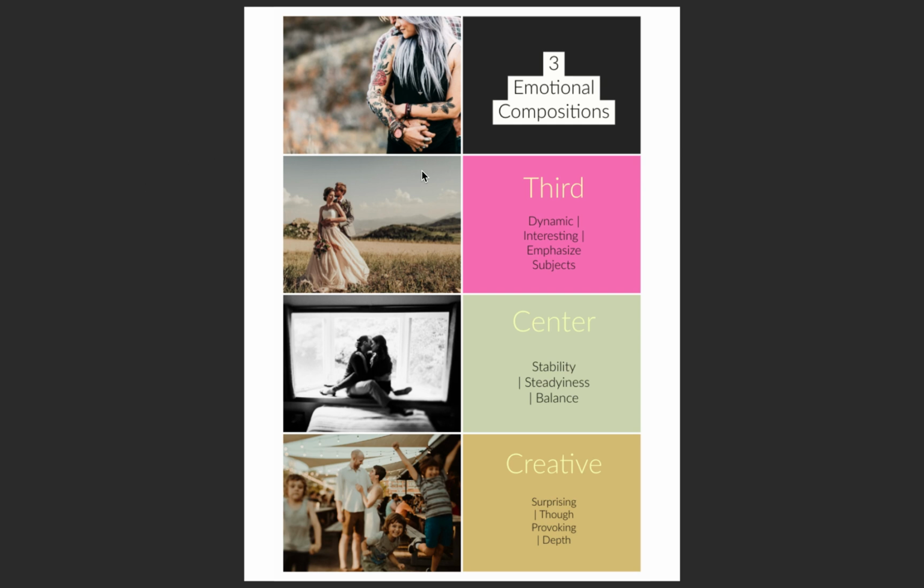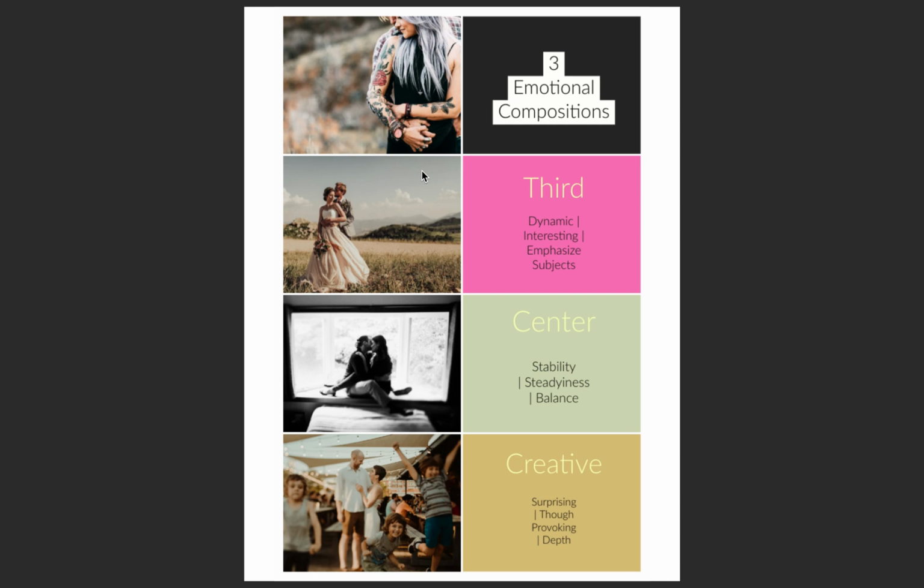So the three compositions that I'm going to go over are the three that can spark and create the emotion that you want your ideal clients to feel, and it can increase the chances of them booking you. Okay? So here are the three emotional compositions that I'm going to go over.